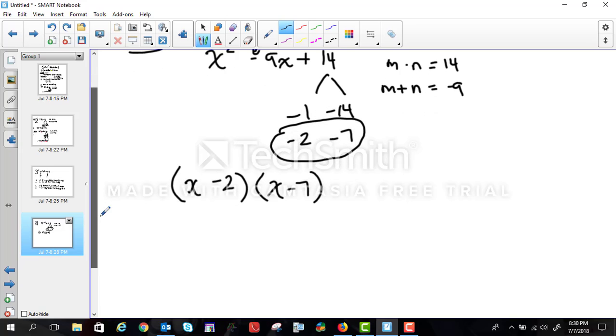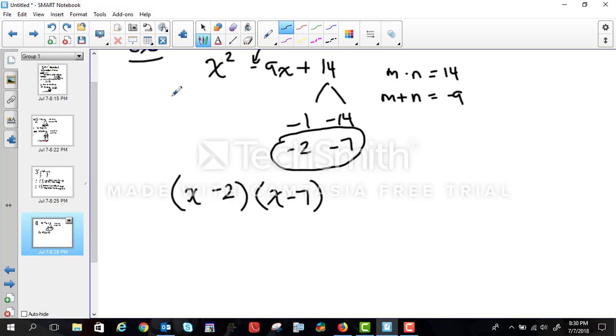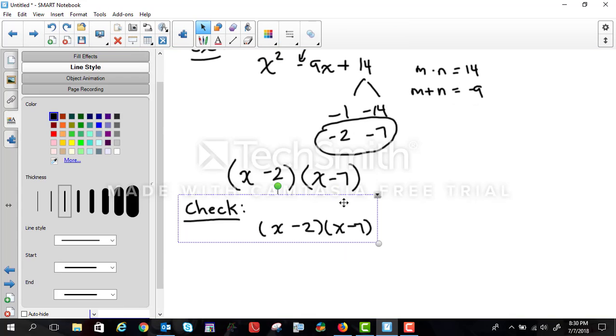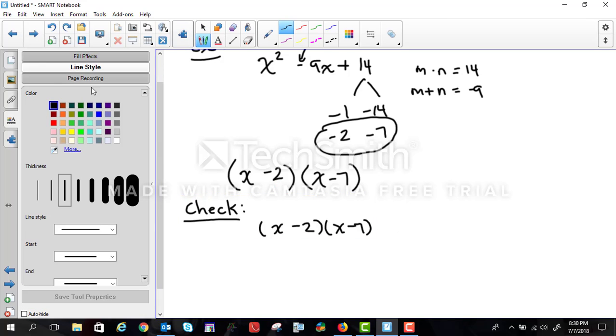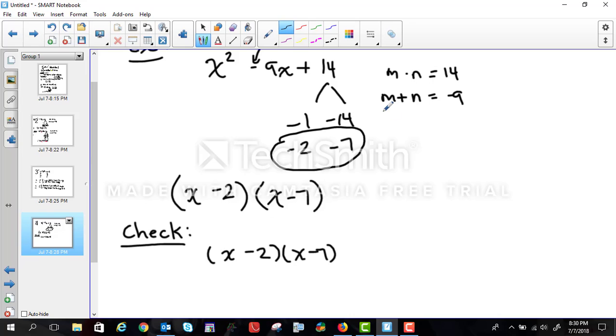And if you're not sure if you've done it correctly, there is a way to check your answer. It's fairly easy to do. All you have to do to check is expand it back out. So we go x minus 2 times x minus 7 is equal to x times x. That's the first one we have to do.